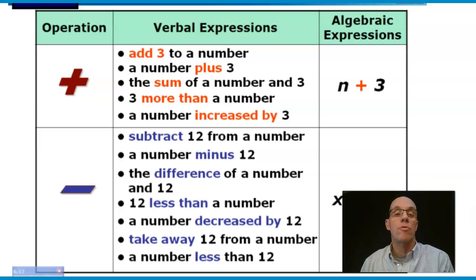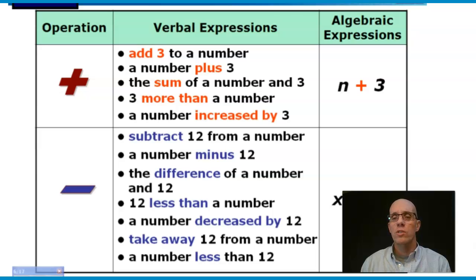The sum of a number and 3. 3 more than a number, and a number increased by 3. And there's plenty of other ones that you could probably think of. You could also say 3 plus a number, so our commutative property works here. The order in which we do addition doesn't matter, so we can move things around with addition, but we can't do that with subtraction. So let's look at subtraction.